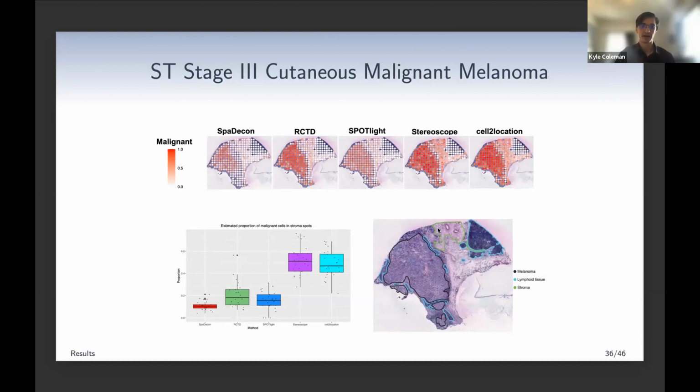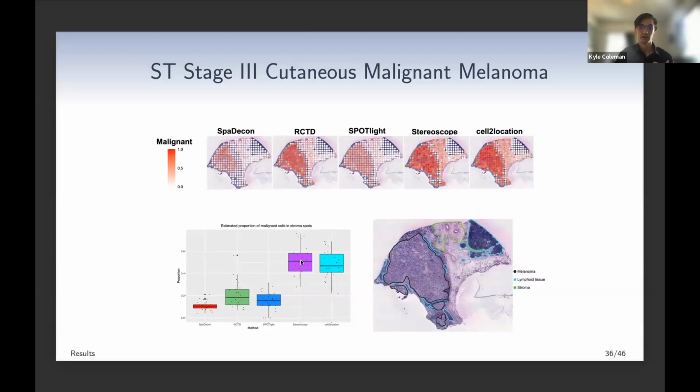So that's exactly what this box plot is showing here. For all spots that are located in the stroma, we're visualizing the distribution of the estimated proportion of malignant cells as estimated by each of the methods. So we can see that SpaDecon on the left by far has the lowest estimated proportion of malignant cells in stromal spots. And stereoscope and cell2location have very high estimated proportions of malignant cells in stroma spots.